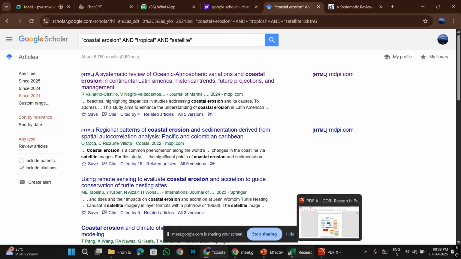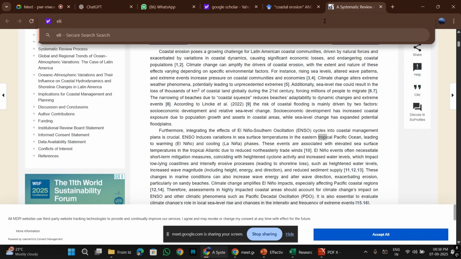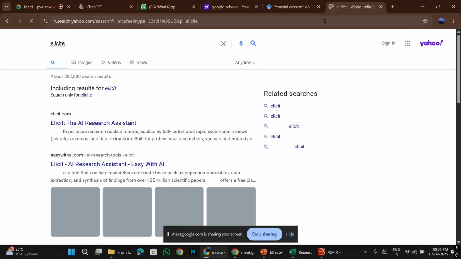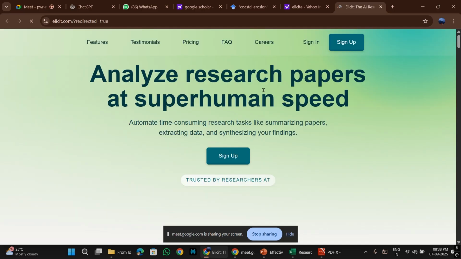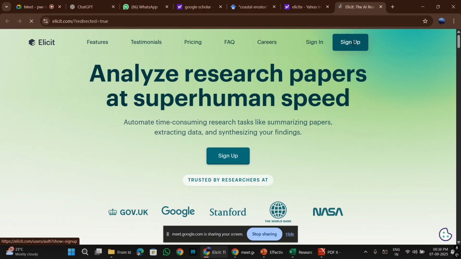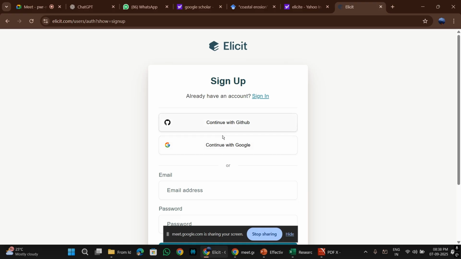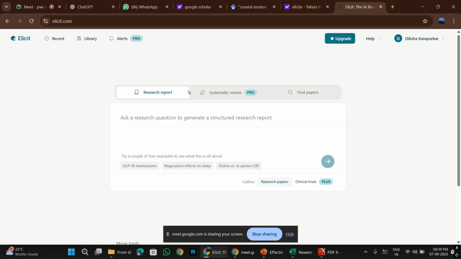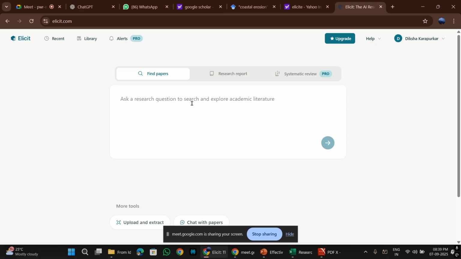Okay, let's switch to the next one. The next one is Elicit. You can just type Elicit. You might have to register on this. I might have already registered, so you can sign up using your Google account. This is a nice tool. You can write your research question. I had asked you to prepare a research question, isn't it? So let me punch in my research question.